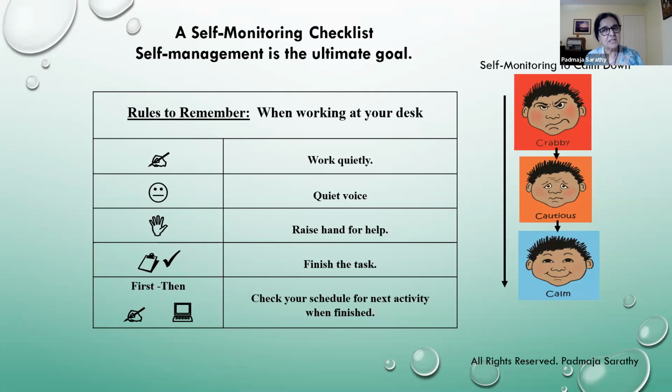And the other one that you can also use, especially in that calming space, is a set of pictures, what I call calming cards. I'm currently feeling crabby, and then gradually, after taking deep breaths, you're feeling somewhere between crabby and cautious, and then gradually you calm down, and then you feel calm.